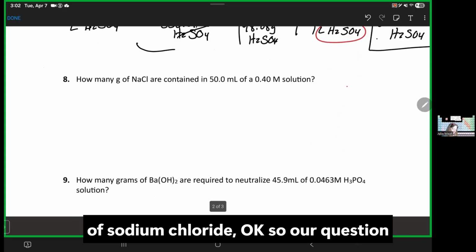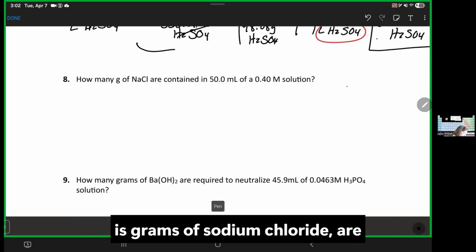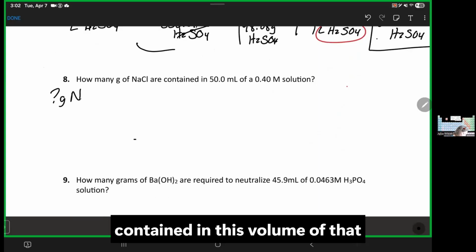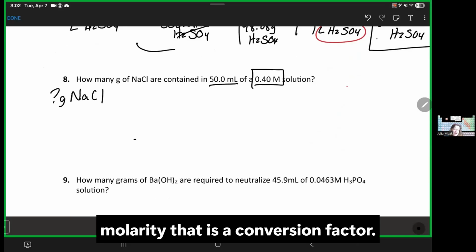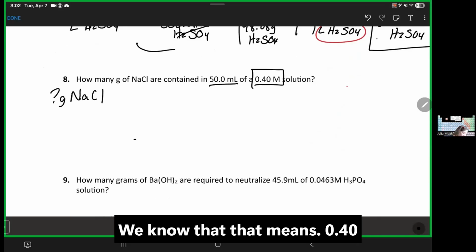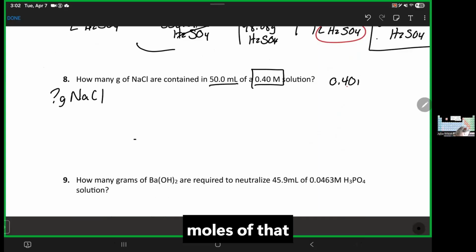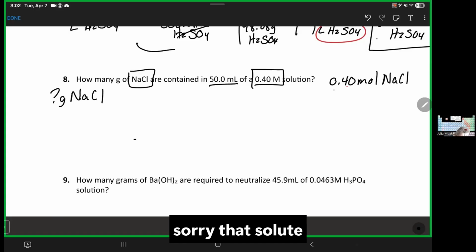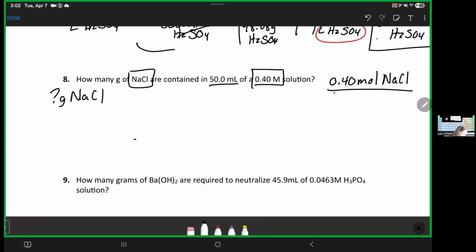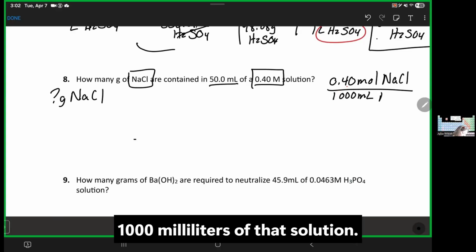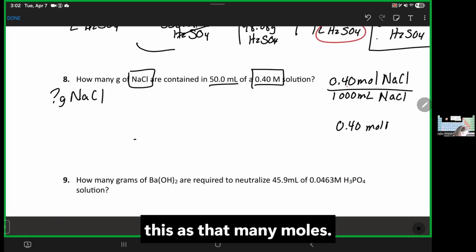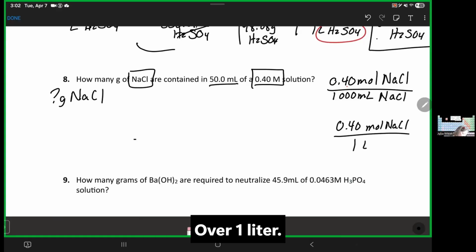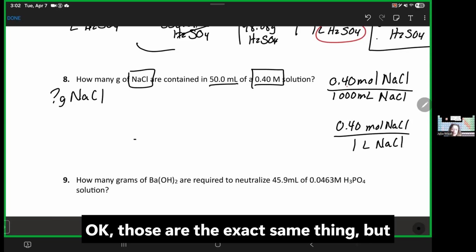So now, how many grams of sodium chloride? Okay, so our question is grams of sodium chloride are contained in this volume of that molarity. So we were given a molarity that is a conversion factor. We know that that means 0.40 moles of that solute over 1,000 milliliters of that solution. Okay, we could also say this as that many moles over 1 liter. Okay, those are the exact same thing.